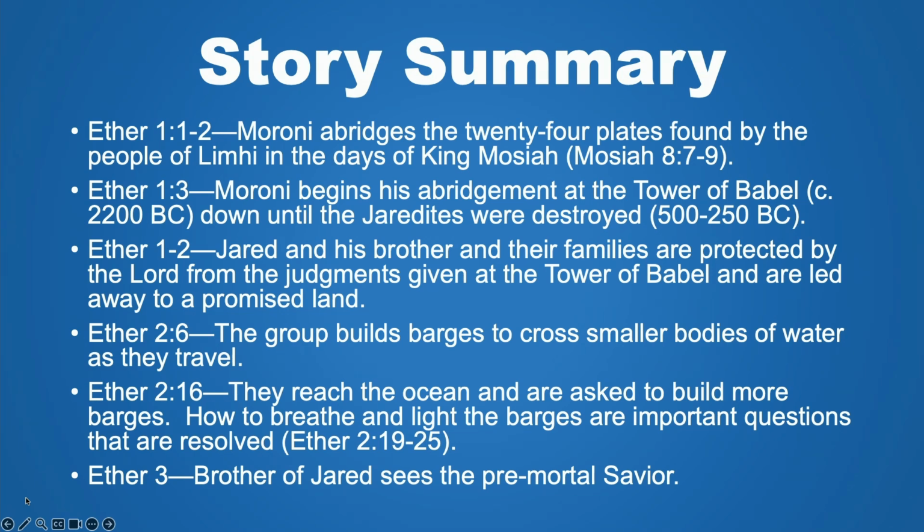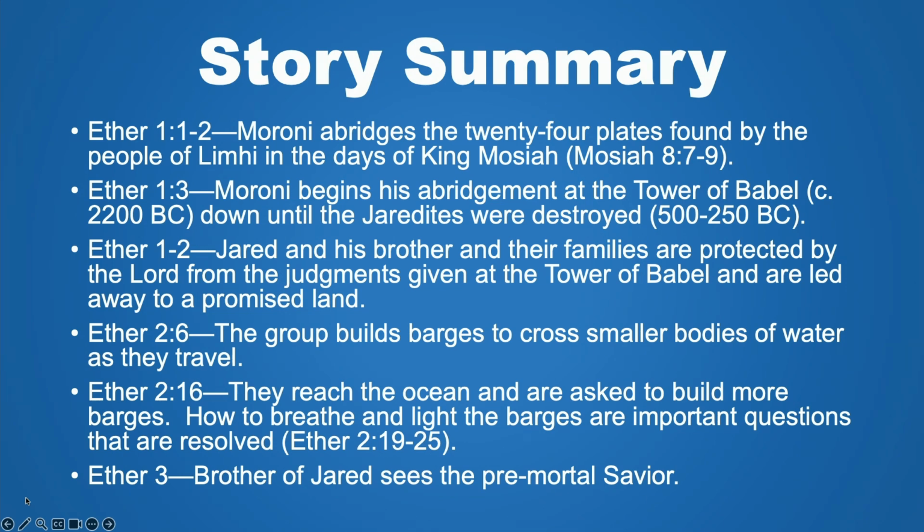He is taking these 24 plates that were found by the people of Limhi back in the days of Mosiah. That's Mosiah chapter 8 if you're interested in going back and looking. They found these plates up in the Jaredite lands and brought them back to the Nephites, and the Nephites have had them. And Moroni's been asked to put a translation of them into Mormon's record. So if you come to Ether chapter 1, verse 3, you see Moroni starting to do that.